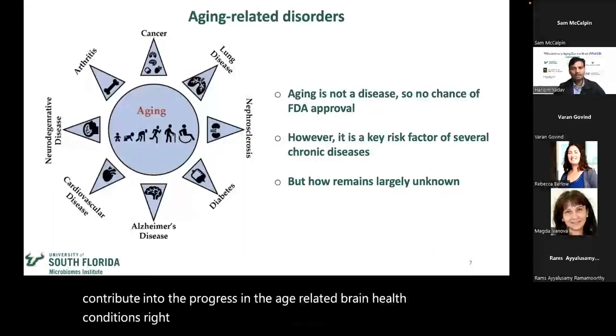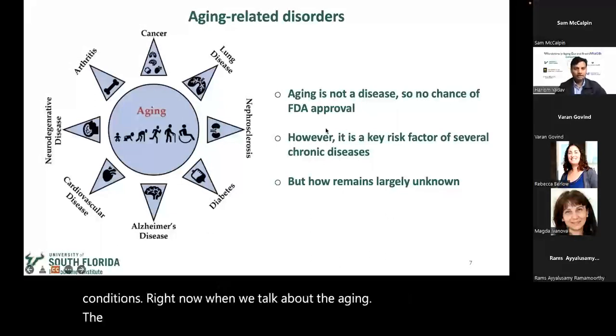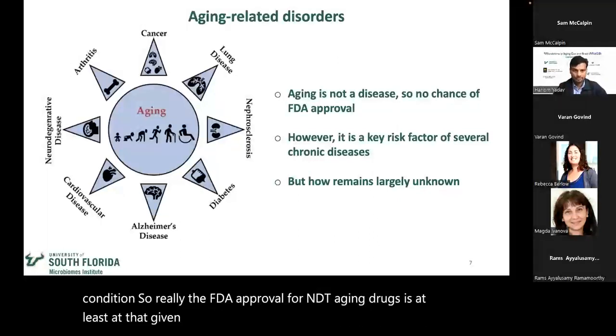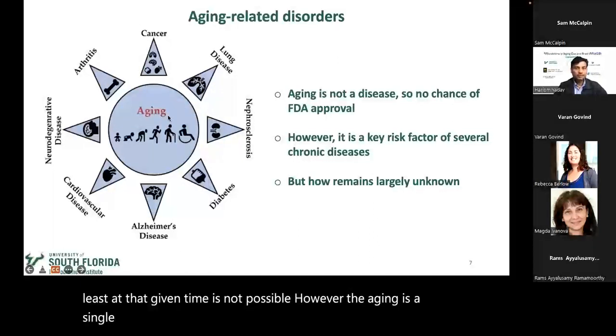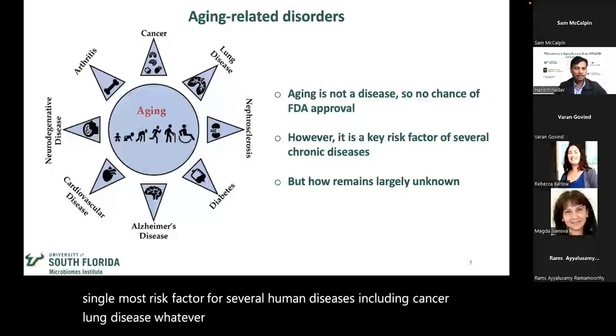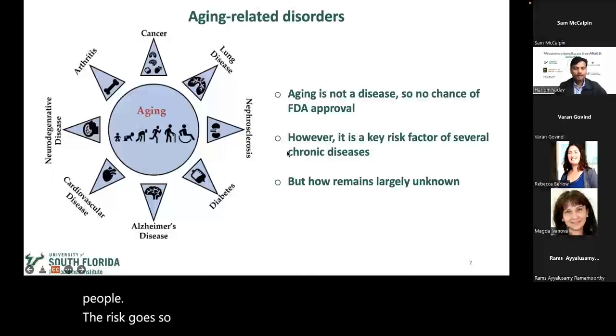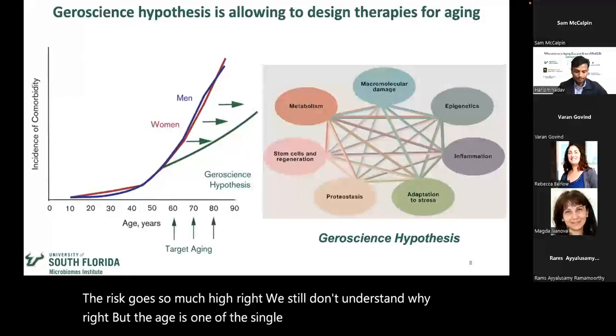Now, when we talk about aging, one thing is for sure: first of all, aging is not a disease condition. So FDA approval for anti-aging drugs is, at least at this given time, not possible. However, aging is the single most important risk factor for several human diseases, including cancer, lung disease, whatever age-related or chronic diseases you talk about, they come with aging, right? With older people, the risk goes so much higher, right? We still don't understand why, right? But age is one of the single most important risk factors.